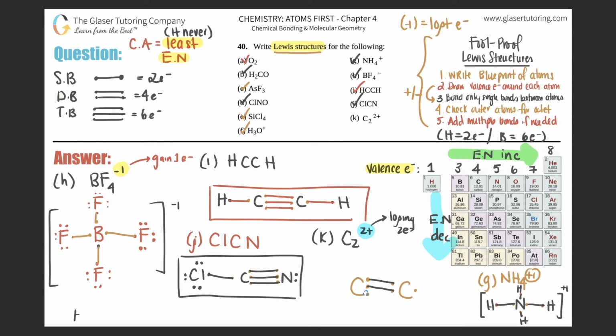This electron's going to swing in over here. This electron's going to swing in. And now I could form a triple bond. And that's the best that we can do for this one, right? This carbon only has 2, 4, 6. And this carbon only has 2, 4, 6 electrons.